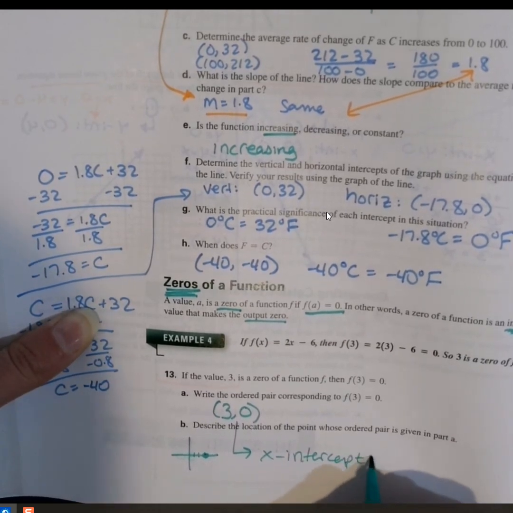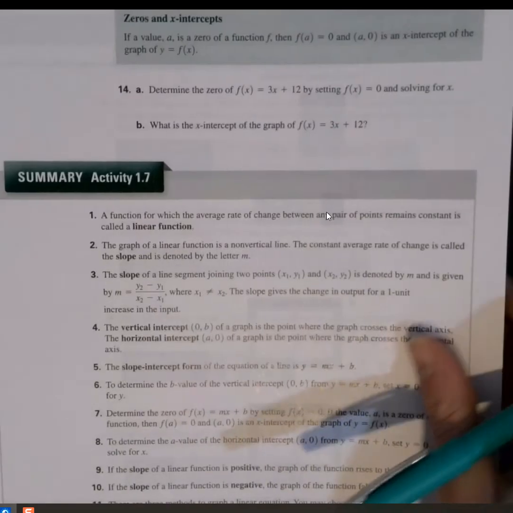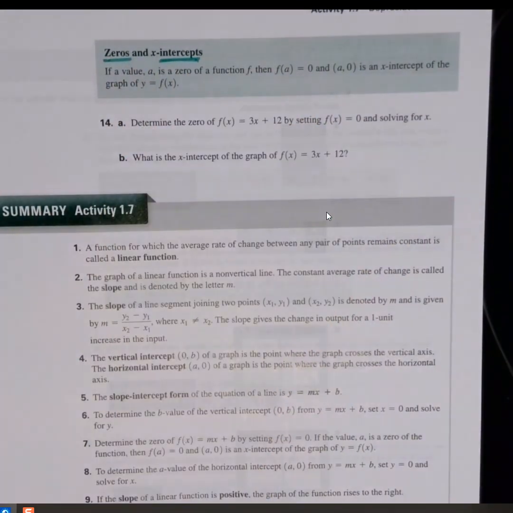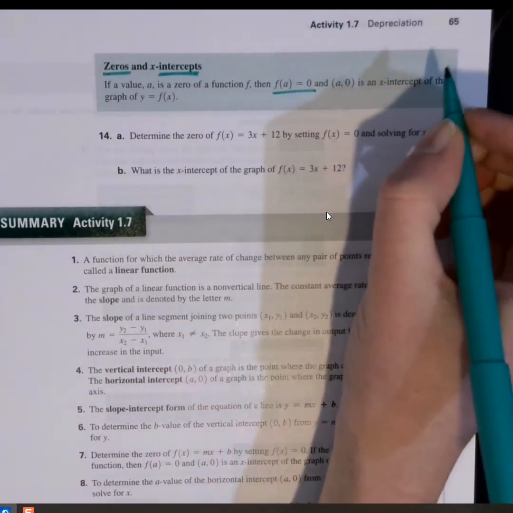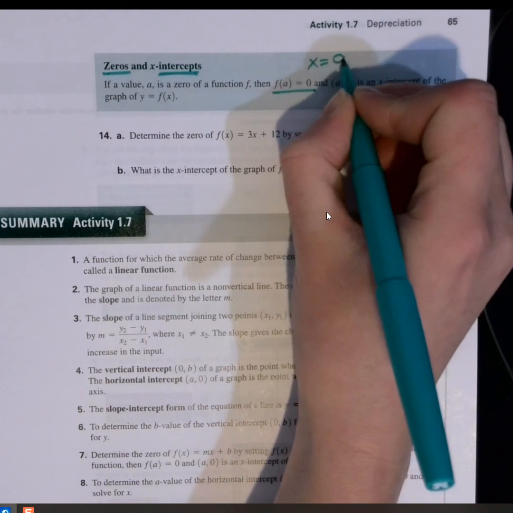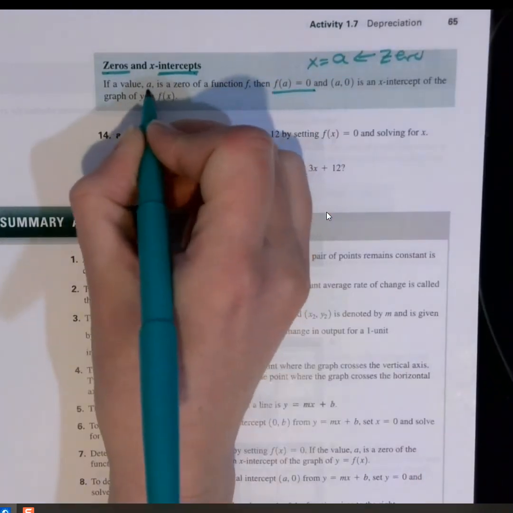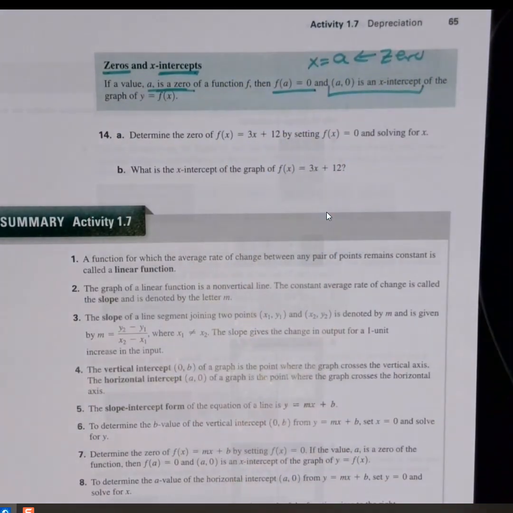All zeros correspond to X intercepts. So the two phrases can be used interchangeably. We can talk about zeros or X intercepts. So if f of a is equal to 0, then x equals a is the 0. Says it over here. A is the 0. X equals a is the 0, and a comma 0 is the X-intercept. So the a value is called the 0, or the ordered pair a comma 0 is called the X-intercept.